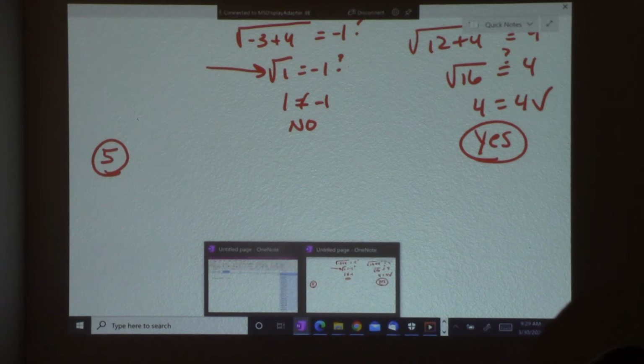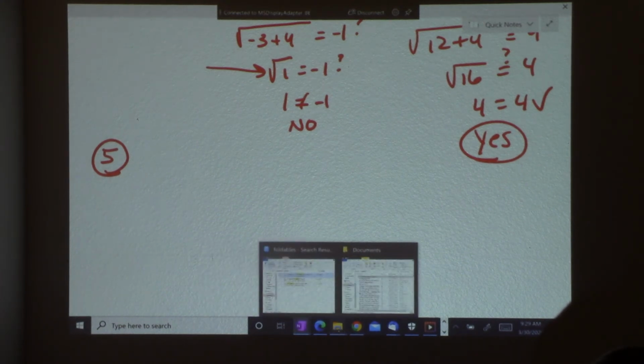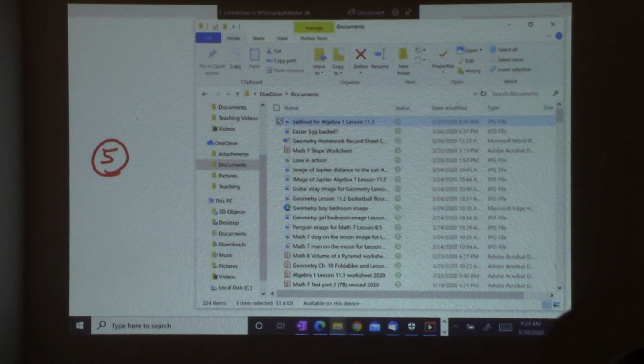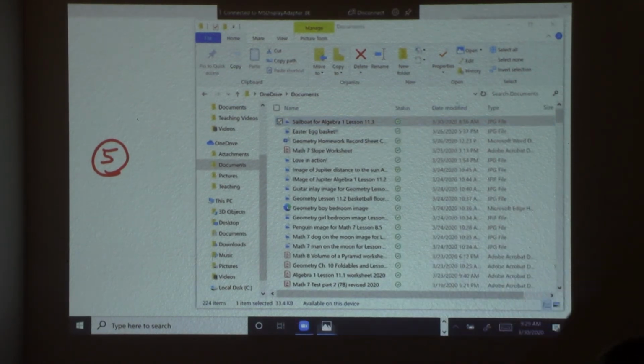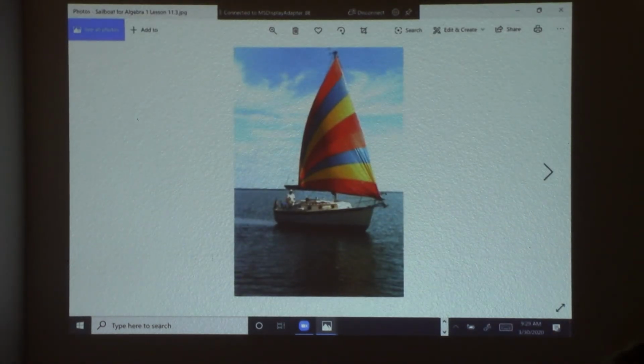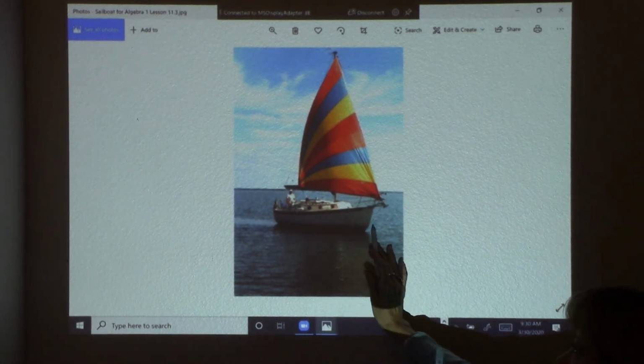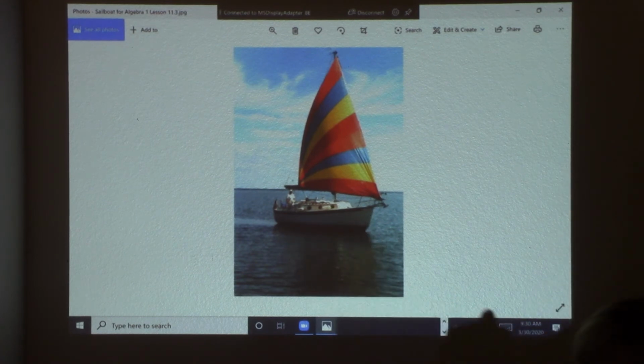Where did I put that? Got that out here. Let's just take it out again. Here. There it is. Okay, it's a sailboat. It's a little blurry, but I wanted to have a nice pretty sail, and I wanted you to be able to see the hull of the boat here. Okay?